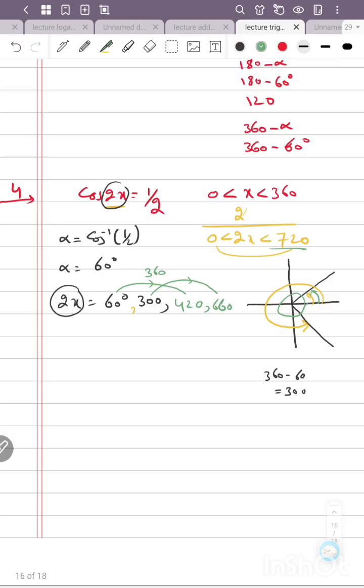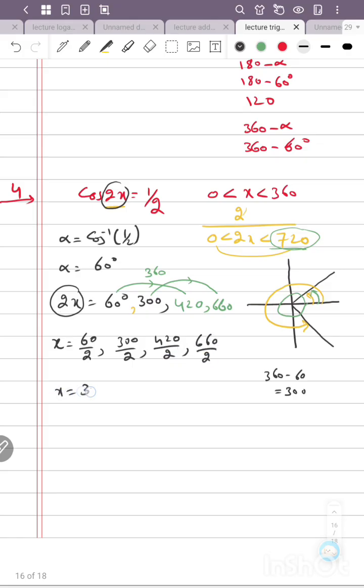After this, if we move forward, our range will exceed 720. So these are our answers. But one more thing: because this is 2x, we need only the x answers. So we divide 60 by 2, 300 by 2, 420 by 2, and 660 by 2.